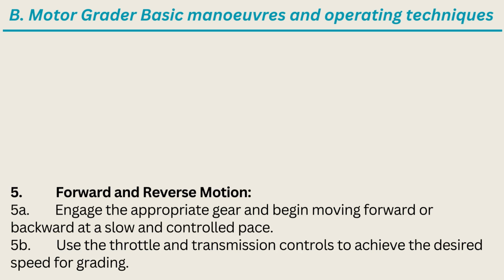5. Forward and reverse motion. 5A. Engage the appropriate gear and begin moving forward or backward at a slow and controlled pace. 5B. Use the throttle and transmission controls to achieve the desired speed for grading.